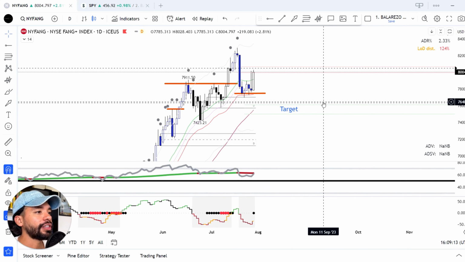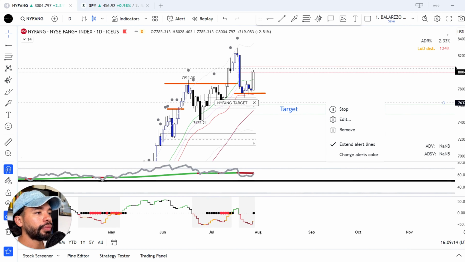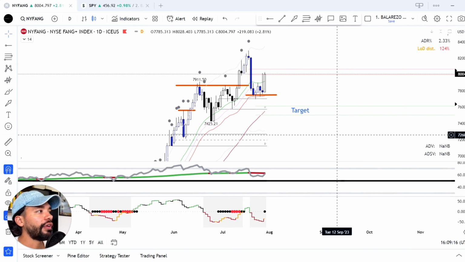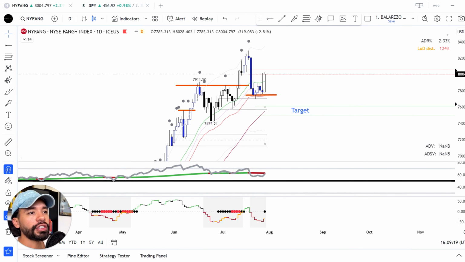So let me just hide these alerts for a quick second. And you can see right here that we have the FANG Index. So these are basically the mega caps. We have Apple, we have Tesla, we have Nvidia, we have Meta, we have Google, we have Amazon, and we have Netflix. I think that they also take into consideration AMD. I'm not sure about that.